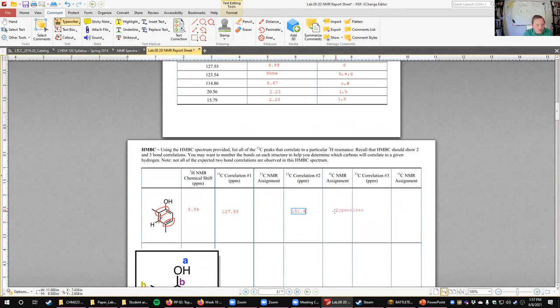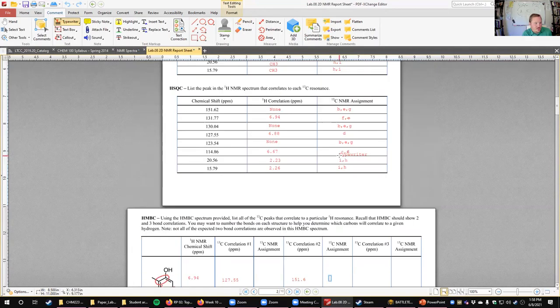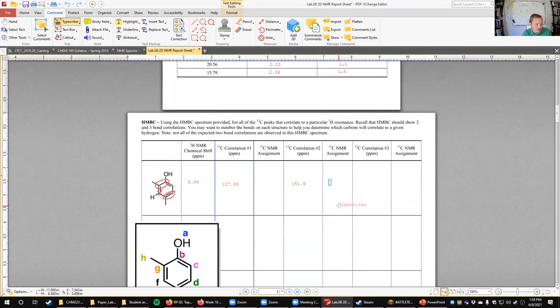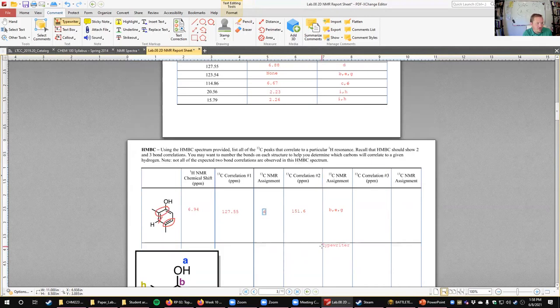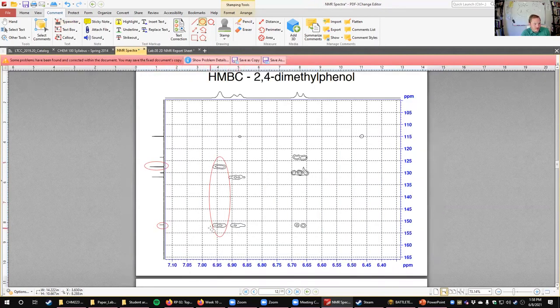And what did I say, 151? So that doesn't really help us. This one could still be B, or we already had 151 listed as being B or E or G. We now know that this one at 127 we knew is D. We know that that one's D.